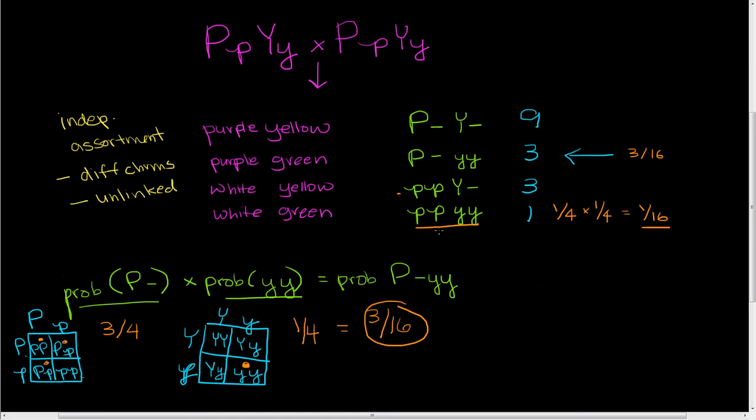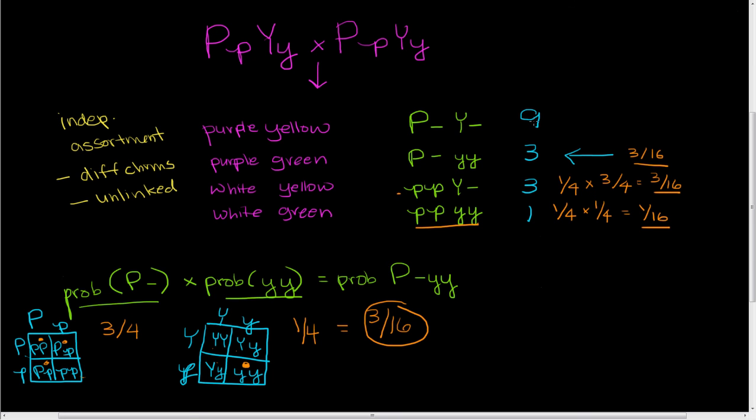Let's solve this one. Little p, big Y something. So little p, we know the probability of that is 1/4. Big Y something, we can look over here, it's 1, 2, 3 out of 4. And so this is also going to be 3/16. So these are our 2 3s.